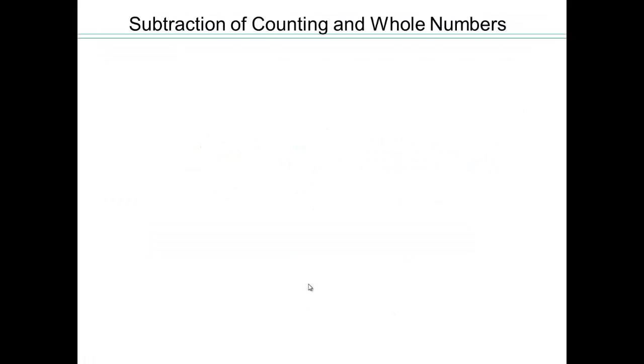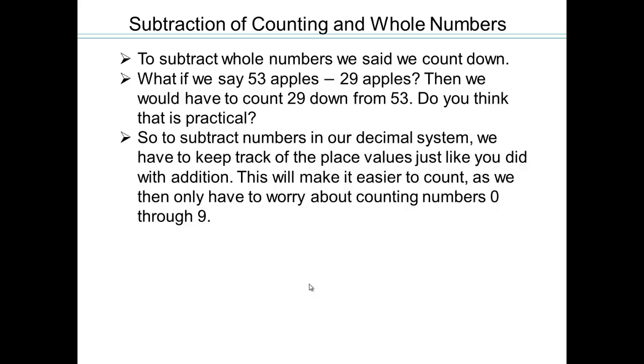All right, let's start with counting numbers and whole numbers. Remember, before when we were doing 7 apples minus 4 apples, we said count down from 7. So now we're going to have to count down from 53, 29 down. So it'll be 53, 52, 51, 50, 49, 48, 47, and so on. In fact, there's quite a lot of people who use the counting down technique to fall asleep. And I clearly do not want you to fall asleep. So this is not a very practical way to count down, is it?